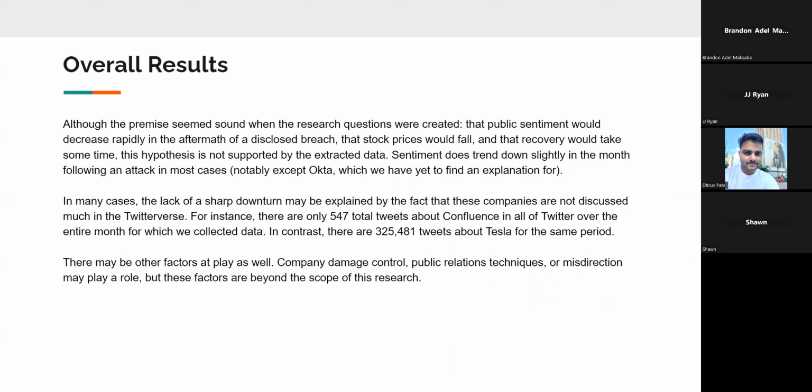In many cases, the lack of sharp downturns may be explained by the fact that these companies are not discussed much in the Twitterverse. For instance, there are only 547 total tweets about Confluent in all of Twitter over the entire month for which we collected the data. In contrast, there are 325,481 tweets about Tesla for that same period. There may be other factors at play as well. Company damage control, public relations techniques, or misdirection might play a role, but these factors are beyond the scope of this project's research.